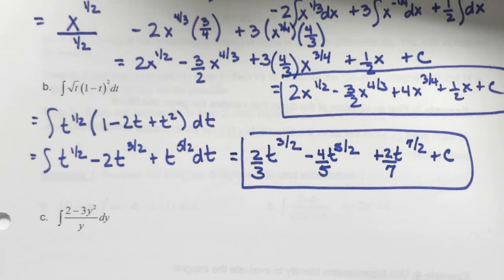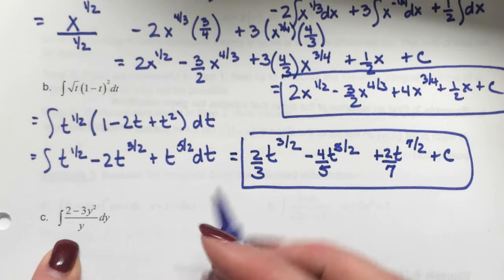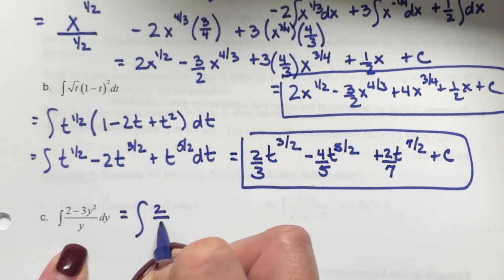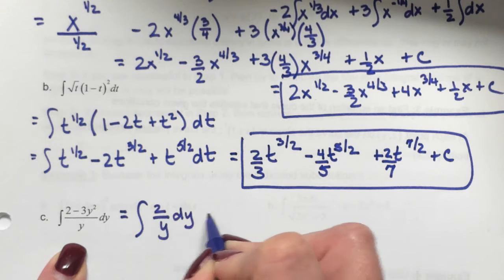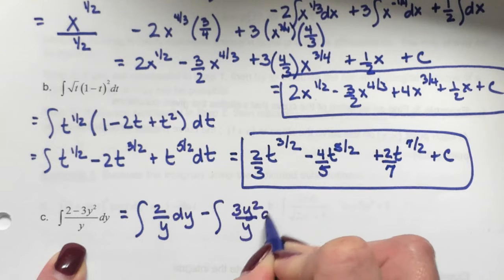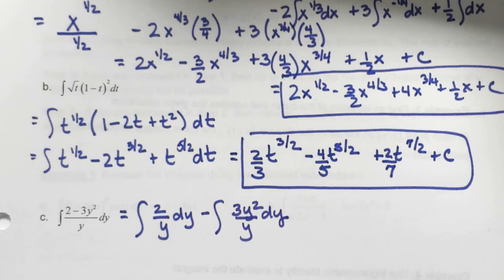All right, so any questions on that one? Now, like I mentioned, ladies and gentlemen, just like in number B, we do not have a quotient rule for doing integrals. So you want to split this large fraction up into two smaller fractions. So I can rewrite this as the integral of 2 over y dy minus the integral of 3y squared over y dy. So I kind of did 2 steps in one. I broke up my larger fraction, and then I split my integral up to integrate term by term. So any questions on how I rewrote this?